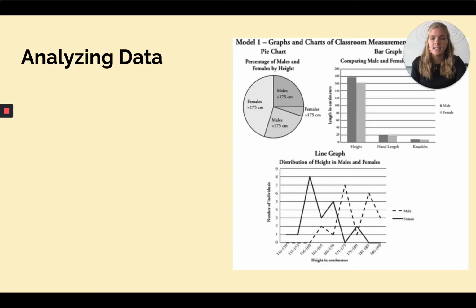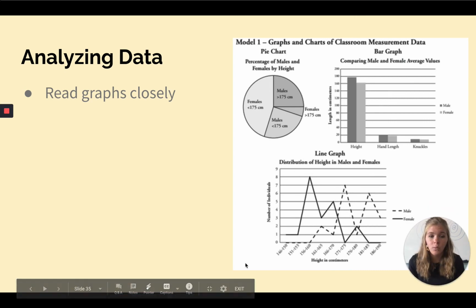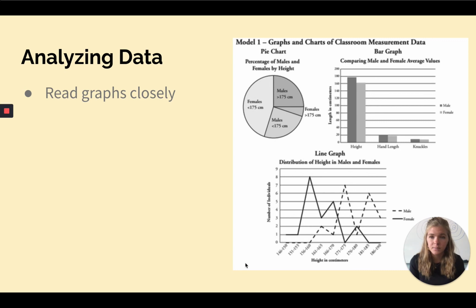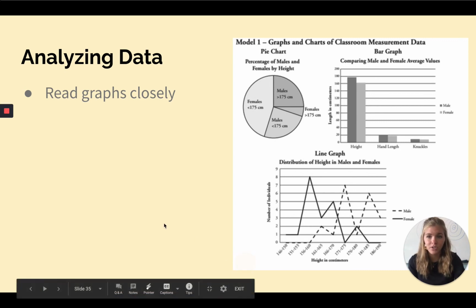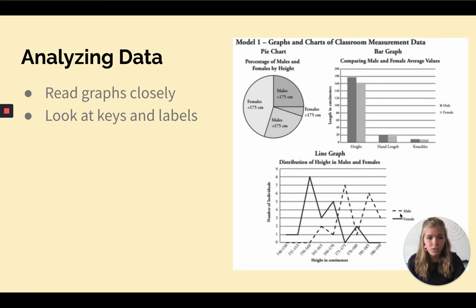So, analyzing data. Make sure you're reading your graphs closely. This is super important. Don't just look at a graph and assume what it's telling you. You always need to read the title first, so that you know what you're looking at. Make sure you're reading the keys and the labels so you understand the difference between things. Make sure you see what line is for males and what line is for females. What bar is for males or for females. Notice that all 3 of these graphs show the same amount of data, just in different ways.